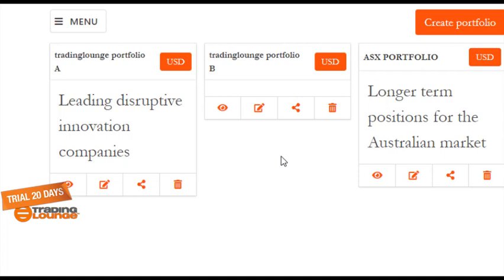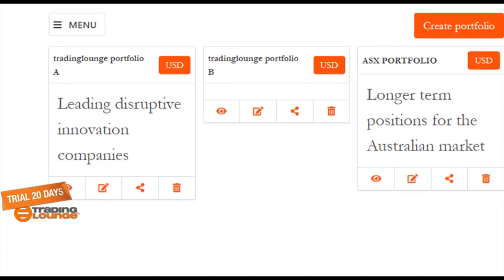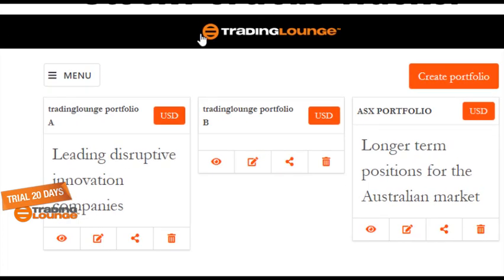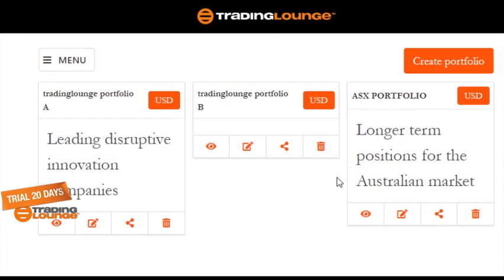Okay, so when you log into Trading Lounge, make sure that you register here using your Trading Lounge username and password, and if it gets lost, well then I can help, but if you don't, then I can't help. So that's it. So yeah, you can just create portfolios here, and that's that. So that's all ready to go basically.